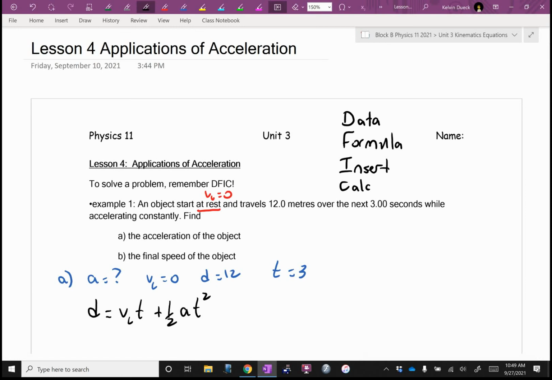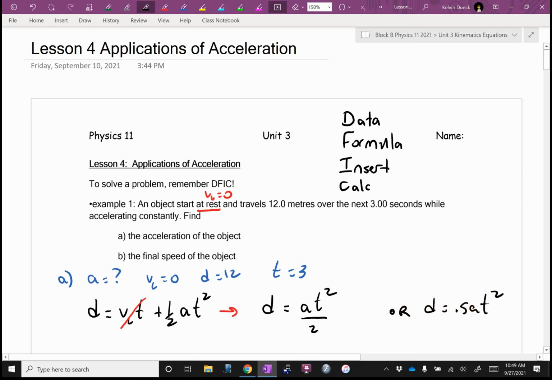Technically, that wasted my time. What's VI? What's 0 times 5? What's 0 times 10? What's 0 times T? So if you had really wanted to impress me, you could have read the special modified version when you start at rest. You could have said, actually, Mr. Dewick, it's just AT squared over 2, or 0.5 AT squared. I don't care which version you prefer. I won't take marks off if you don't catch that, but for what it's worth, yay!